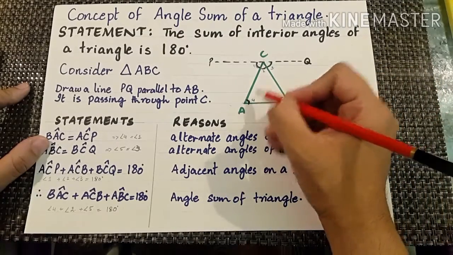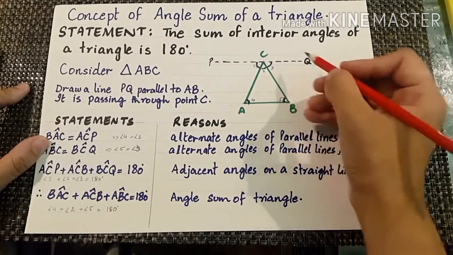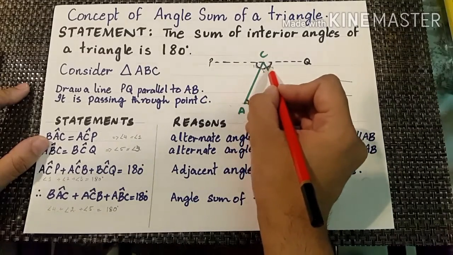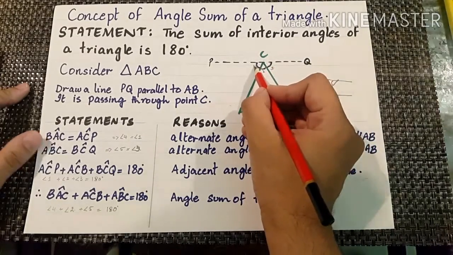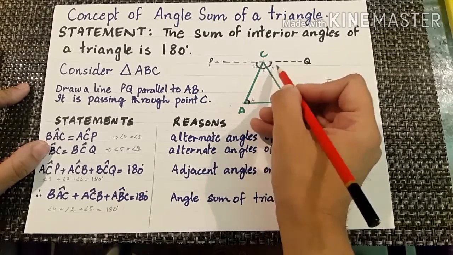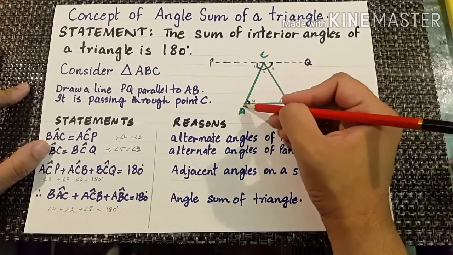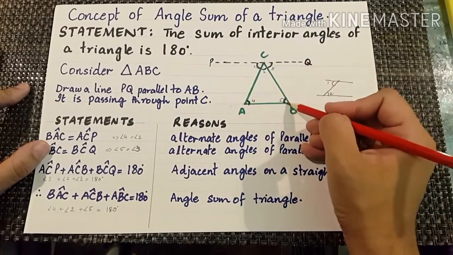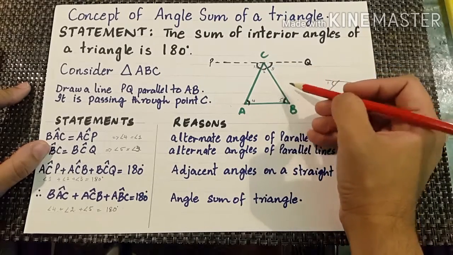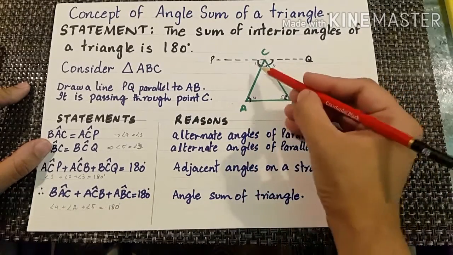This means angle 4 is equal to angle 1 and angle 5 is equal to angle 3. Now the adjacent angles on a straight line are equal to 180. This means that angle 1 plus angle 2 plus angle 3 are equal to 180 degrees. This means that angle ACP, angle ACB and angle BCQ are equal to 180 degrees because the adjacent angles on a straight line are equal to 180 degrees.